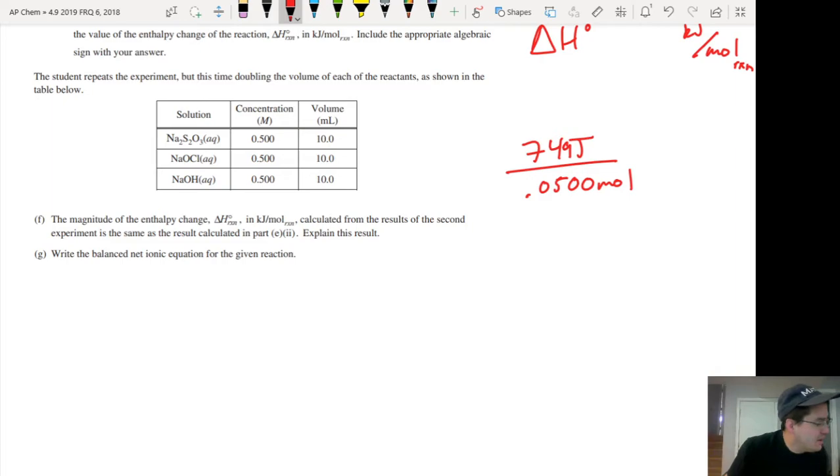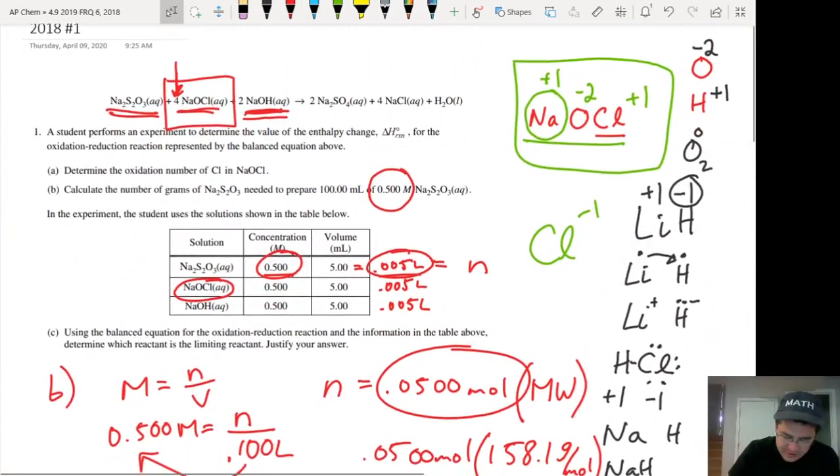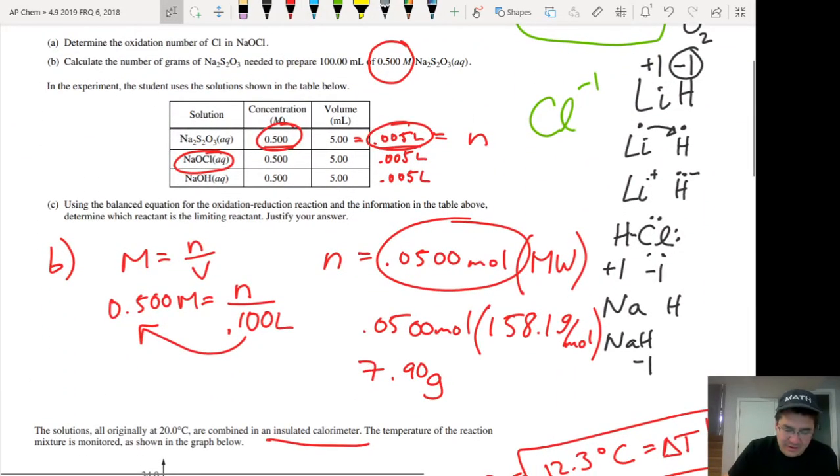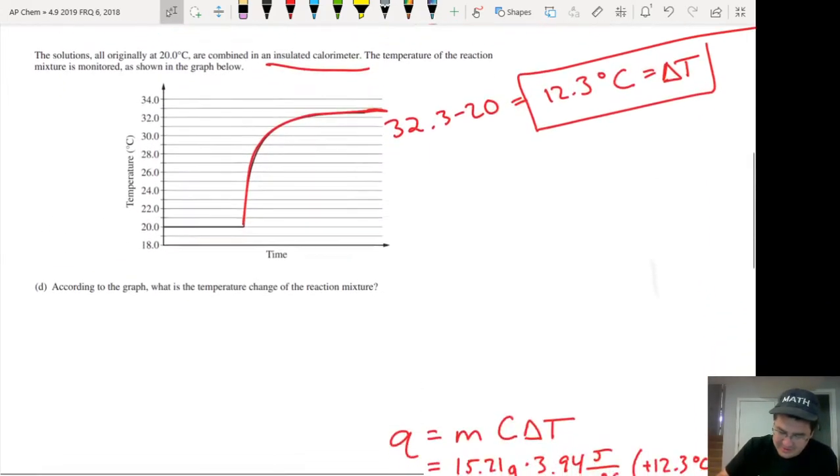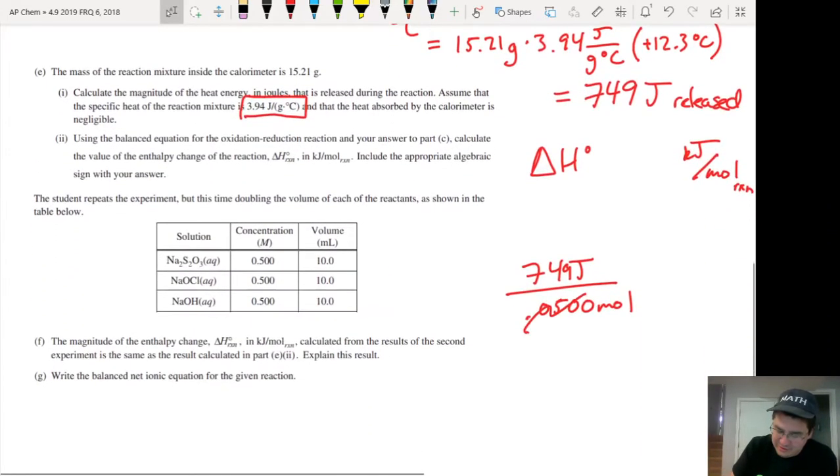Okay, and wait, what? Oh wait, but that was for 100 milliliters. Oh geez, I don't know why they tried to mix this up. We didn't use 100 milliliters. No, we need to calculate a new number of moles.